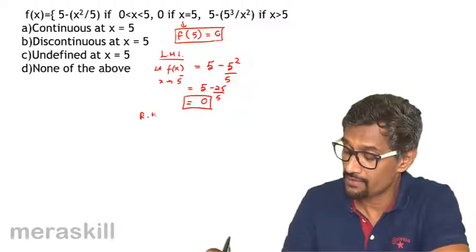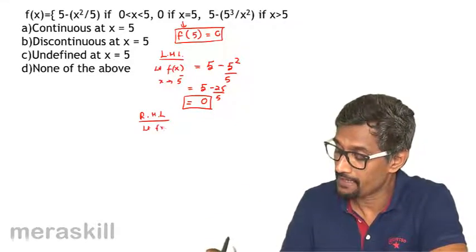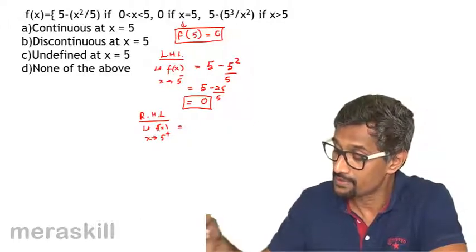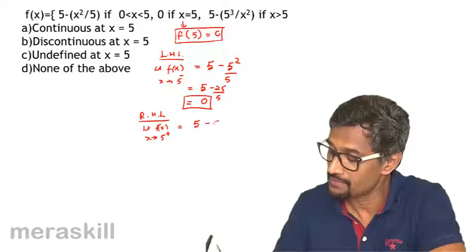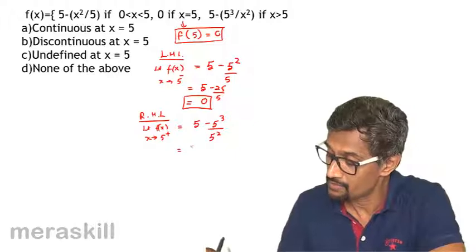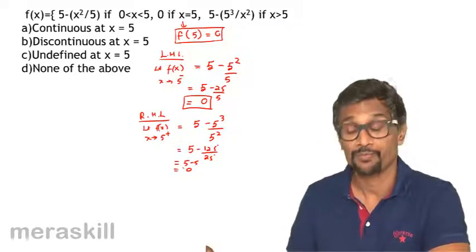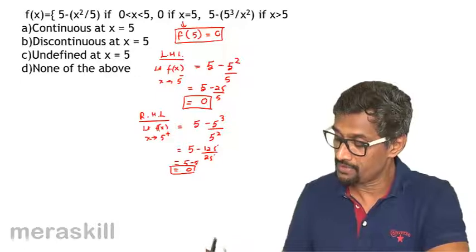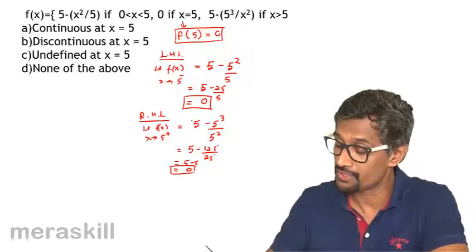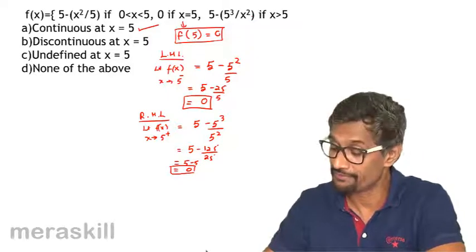Now let's check right hand limit. We have limit of f of x as x approaches 5 plus, hence we consider this 5 minus 5 cube upon x square, that is 5 square, which is going to be 5 minus 125 by 25, which is 5 minus 5, which is 0. So left hand limit, right hand limit and f of 5, all three are equal. So it is continuous at x equal to 5.